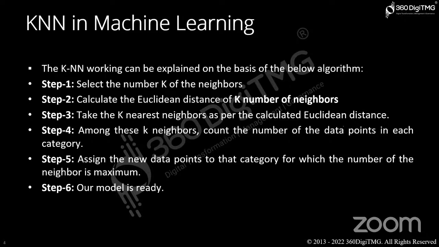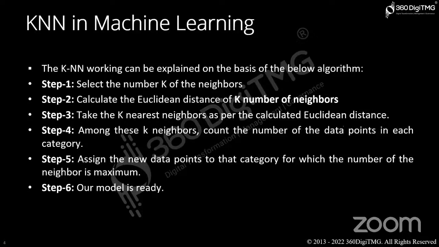Then calculate the Euclidean distance of K number of neighbors. So we can find the distance between data points with respect to the one new data point. Suppose we have chosen the number of neighbors K equal to 5. Then we calculate the distance between the new data point and the existing 5 data points. Now we compare which gives the less distance. Of the 5 neighbors, suppose the right side has 3 neighbors and the left side only 2. So we can consider it is nearer to the right side.